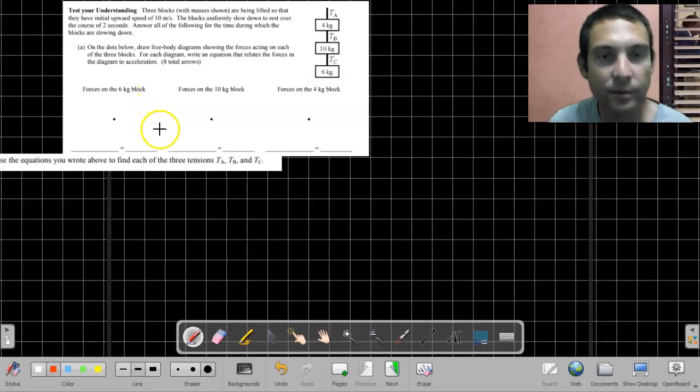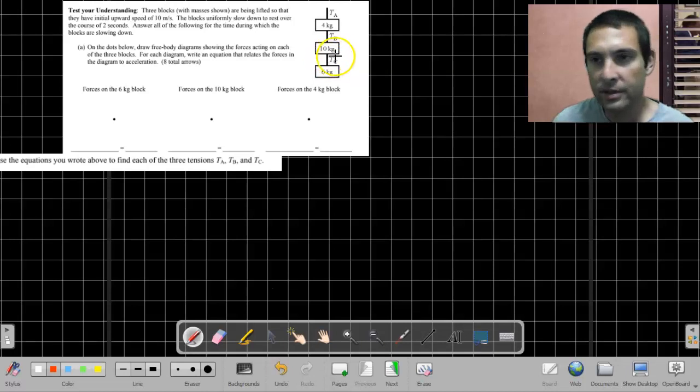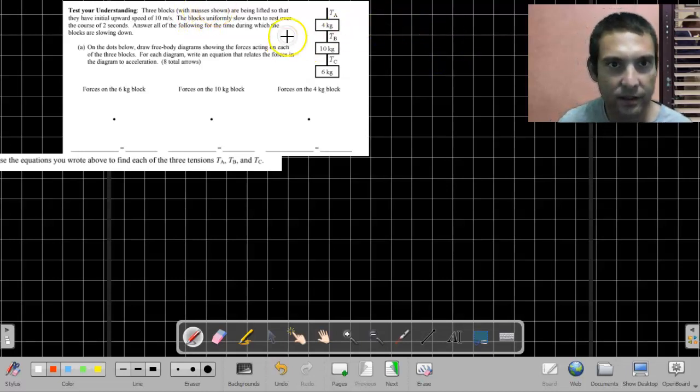On to the next problem. We're dealing with this vertical train, so that means we're dealing with mass, acceleration due to gravity, all of that stuff. We have 3 blocks being lifted, so they have an initial upward speed. Our upward speed is 10 meters per second. Let's make a note of that.